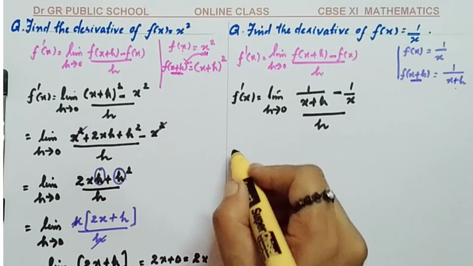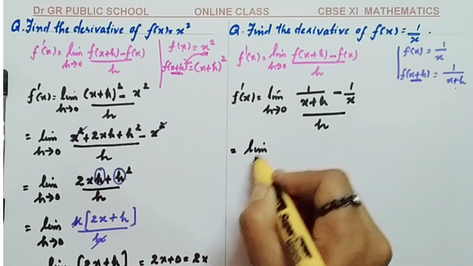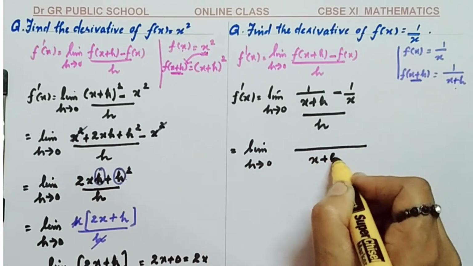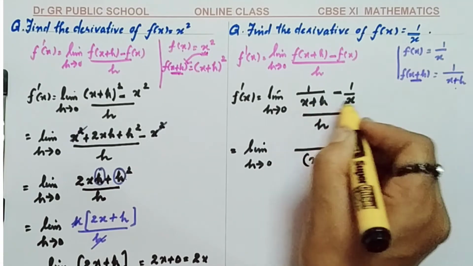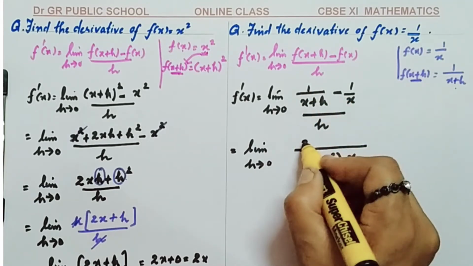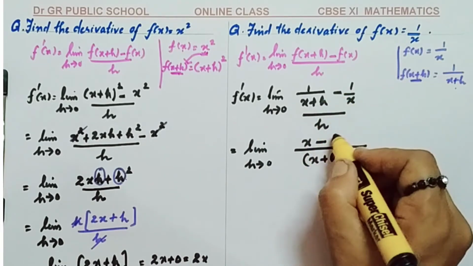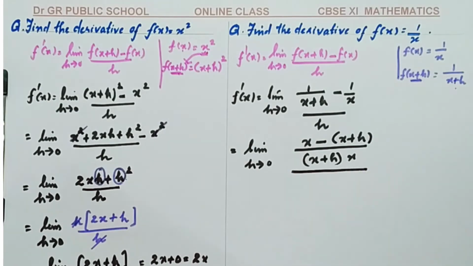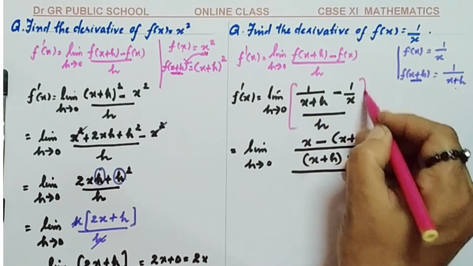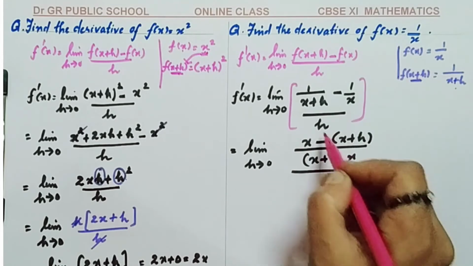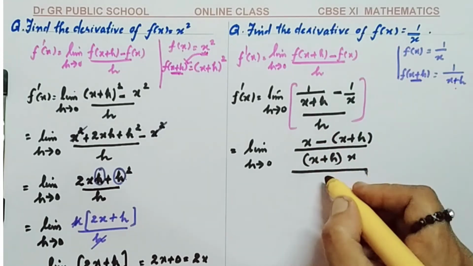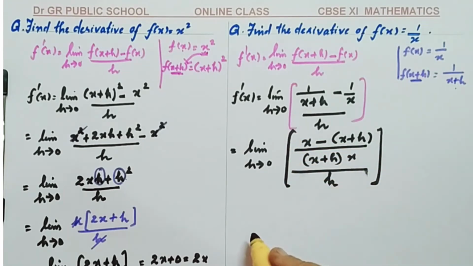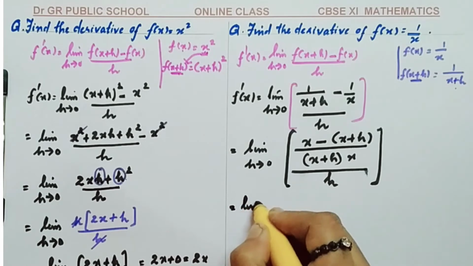Now listen to the simplification. Equals limit h tends to 0. In the numerator I am going to take the LCM as x plus h into x. Numerator LCM x plus h into x. So here comes an x minus, here comes x plus h. Don't forget to put the bracket. The whole divided by this single function, the numerator is simplified here, the whole divided by the denominator h there. So this much. Now I am going to make a simplification.